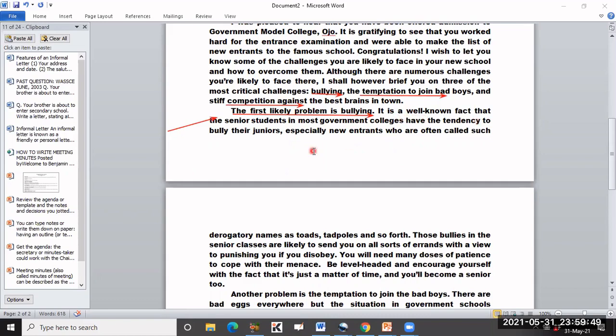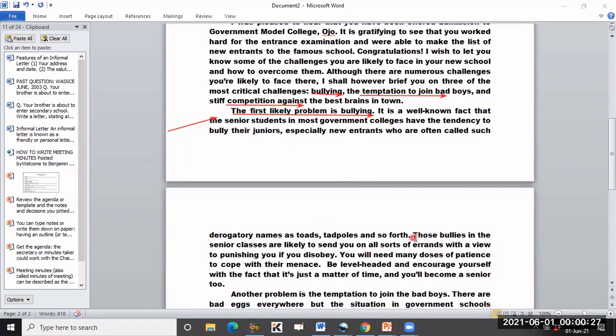It is a well-known fact that the senior students in most government colleges have the tendency to bully their juniors, especially new entrants who are often called such derogatory names as toads, tadpoles, and so forth. You see, you have now explained the problem. What do you mean by bullying? What is this challenge exactly? Then you explain what it is, and then you explain how your brother is going to overcome it, which exactly is what the examiner has asked you to do.